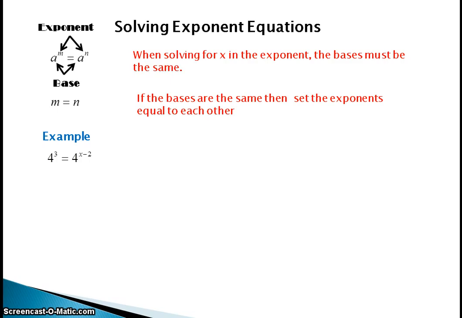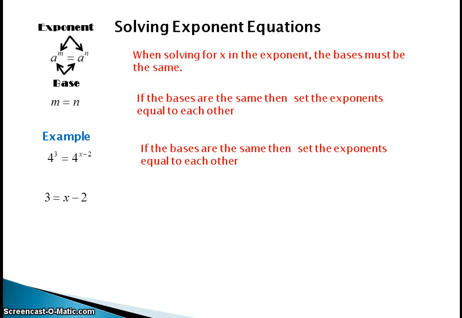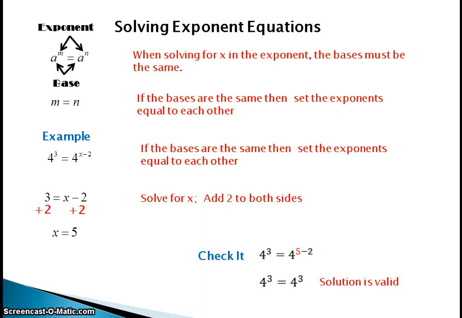In this example, we have 4 to the third power is equal to 4 to the x minus 2 power. Now, in these cases, the bases are equal. They are both 4. And so we can set the exponents equal to each other. And you notice I have eliminated the bases. I set the exponents equal to each other, and I'm going to solve for x. I will do this, in this case, by adding 2 to both sides, and I end up with x equal to 5.